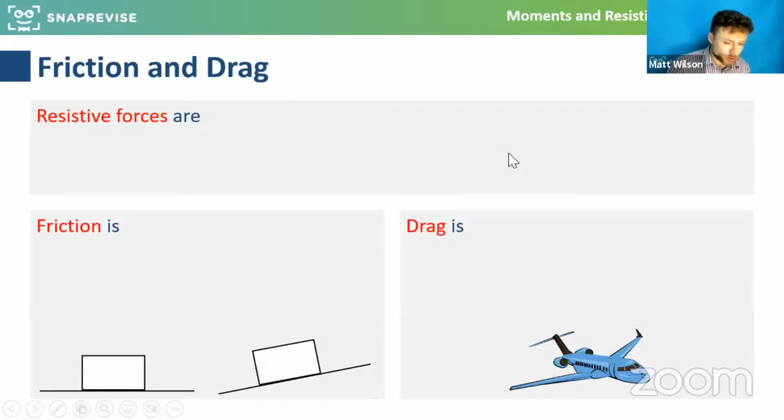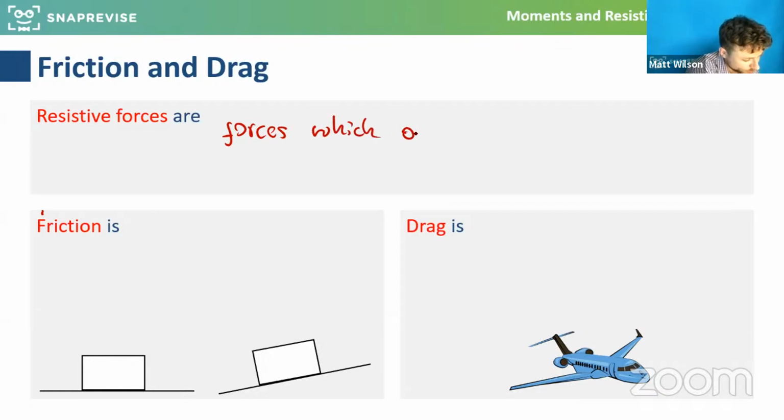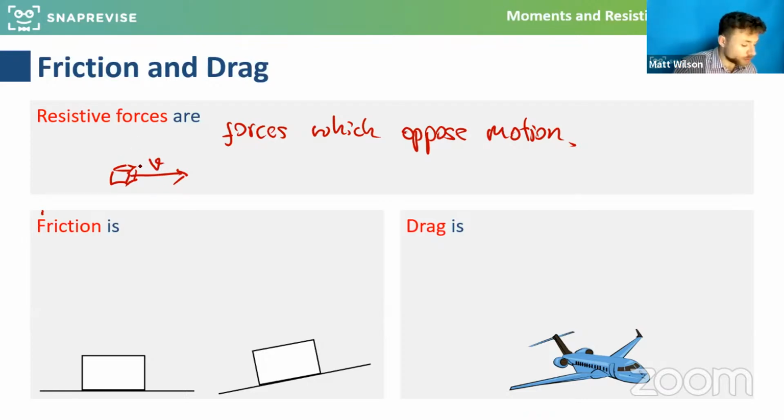All right. So what is a resistive force? Well, this is something we can define. Resistive forces are the kinds of forces which oppose motion. What do we mean by opposing motion? Well, imagine I have some object, and let's say it's moving in some direction with some velocity v. A resistive force is going to be the kind of force that, as a result of the motion, works against the motion, and so pushes back in the other direction.